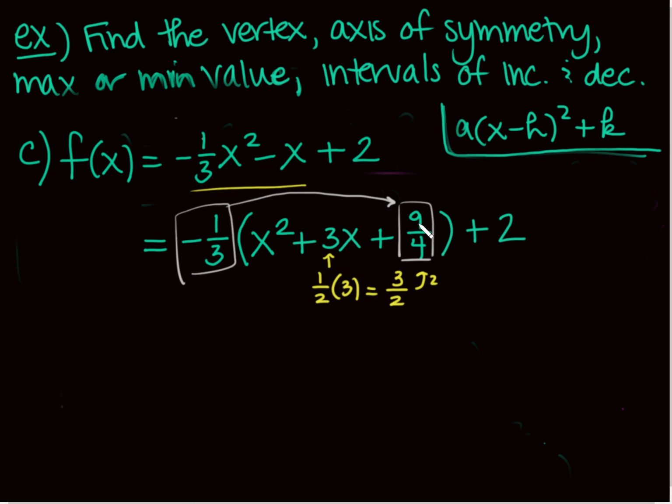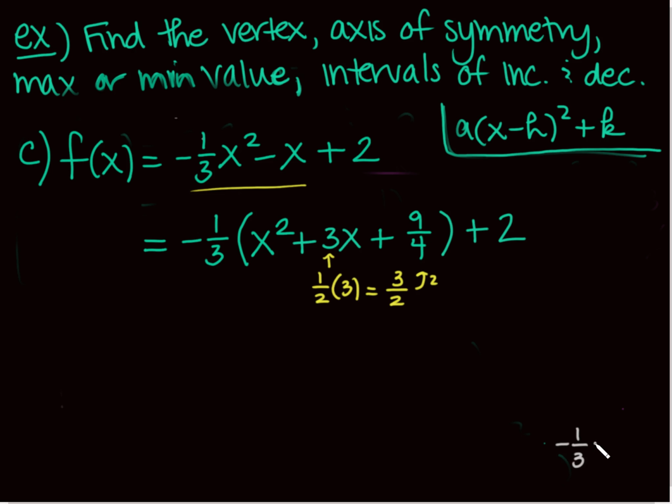Okay, because this 9/4 is trapped inside these parentheses, that means that it is being multiplied by that -1/3. So this is where I do a little bit of side work, and I would recommend it too. Don't try and do this in your head. What did I actually bring in?